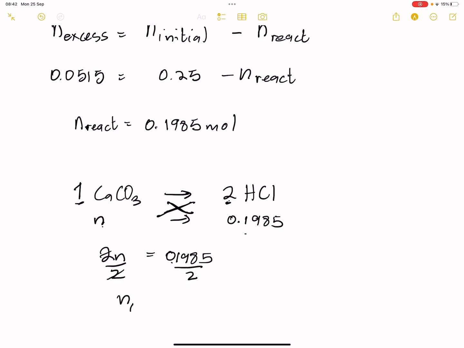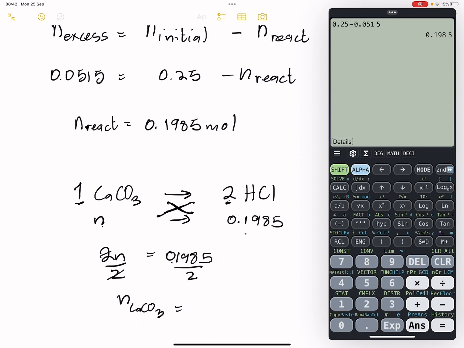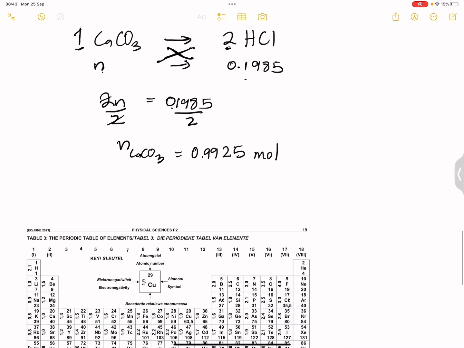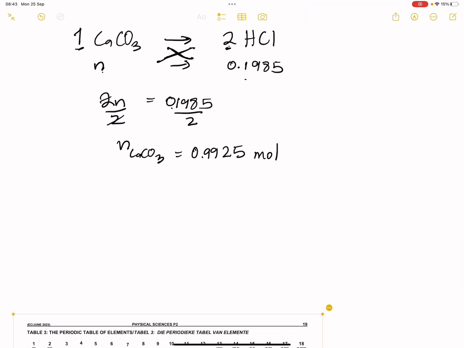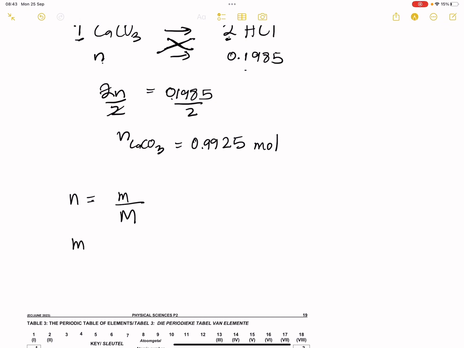the number of moles of pure calcium carbonate, the one that reacted with the acid, I'm going to take that answer and divide it by 2. I get 0.09925 moles. So that's the number of moles of calcium carbonate. Now, keep in mind, ladies and gents, this is where our periodic table comes in. I'm looking for the mass of the pure calcium carbonate. So the number of moles is mass over the molar mass. I'm looking for the mass, so mass would be number of moles multiplied by molar mass.